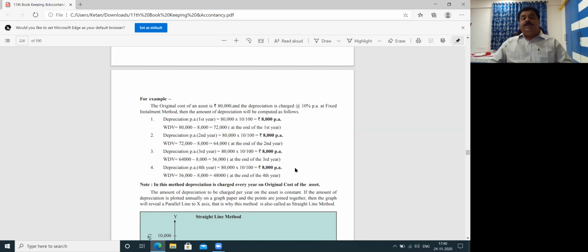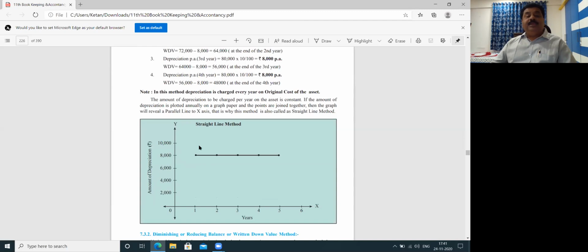So here you can understand that at the end of the 10th year, the written down value, that is the balance of the asset, will become zero. But in the 11th year you cannot charge depreciation. On what will you charge it? Because the asset is finished. When the asset reaches zero value or a scrap value, depreciation cannot be charged. Remember my words.